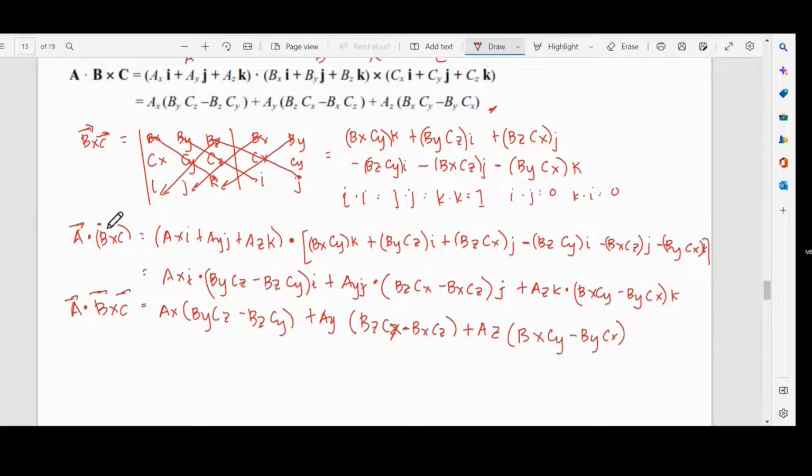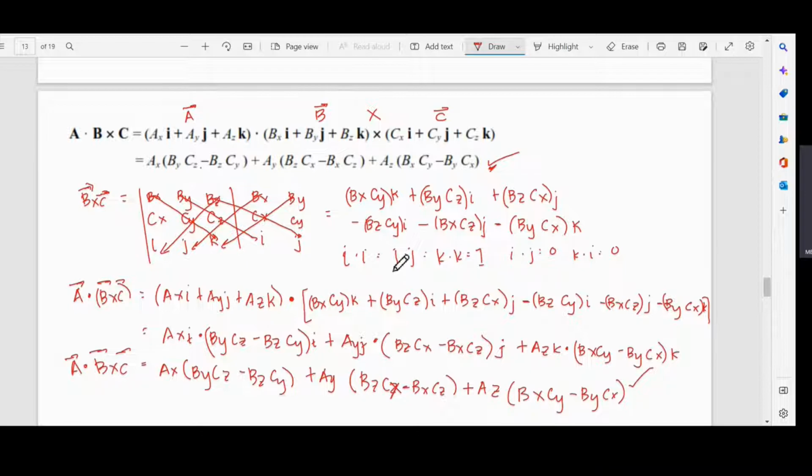Okay? So, makikita nyo. Parehas pa. We have AXBYCZ minus BZCY. Yan. Plus AY, BZCX minus BXCZ plus AZ, BXCY minus BYCX. Ayan na. Parehas, di ba? Ayan. So, dyan galing yung derivation of our A dot B cross C.